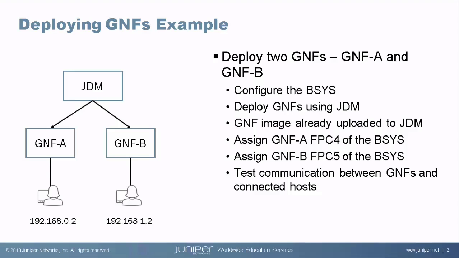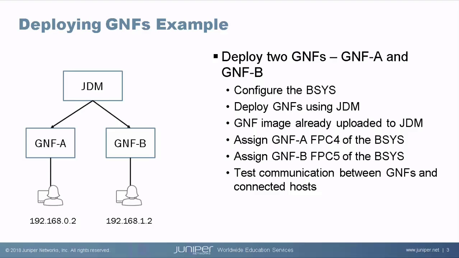We'll use JDM, that's Junos Device Manager, and GNF stands for Guest Network Function. It's the name for a Junos VM in this instance. What we're going to do here is deploy 2 GNFs, and we're going to have users connected to each GNF. First, we need to configure the BSys. That's the base system, which is going to be an MX480 in this scenario.